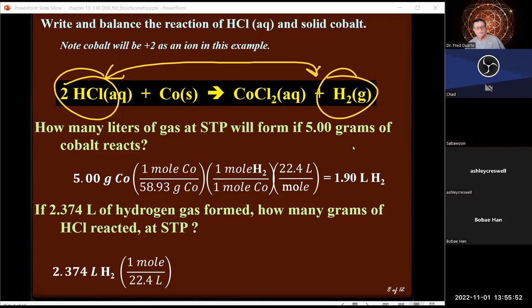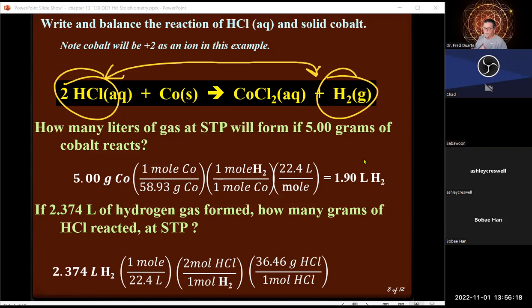Both of these problems couldn't be done the way we did them if we were not at STP. Okay, so that gives us moles of hydrogen. From the stoichiometric relationship between HCl and hydrogen, it's a 2-to-1 ratio. And so now we are in moles of hydrochloric acid, HCl. Now using the molar mass of HCl, which is 35.46 for chlorine and 1.01 for hydrogen, it's 36.46 grams per mole.